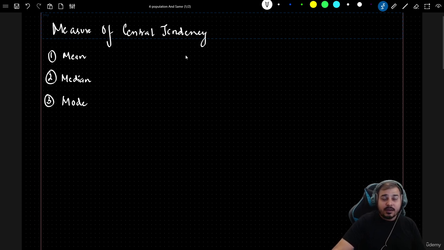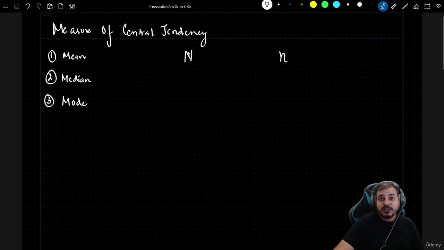Now in our previous topic we have already discussed population and sample. So let's consider that I have a population of size capital N and a sample of size small n. With respect to this, the mean or the average formula will change a bit. So let's discuss what exactly the formula is.